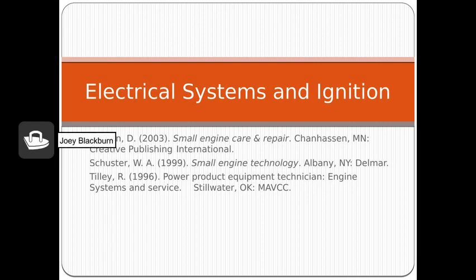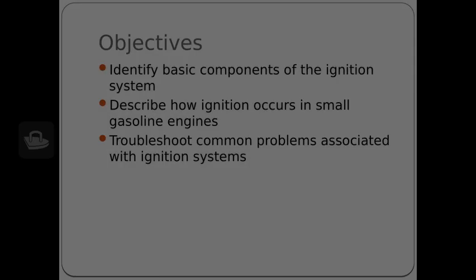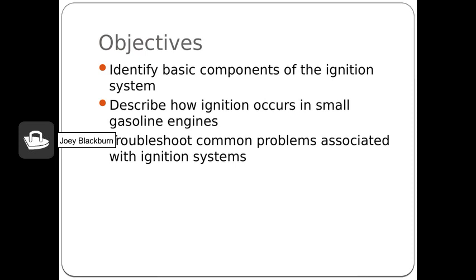In this module, we're going to be discussing electrical systems and ignition theory that is required to operate our small gasoline engines. So our objectives for this lesson are to identify and really review the components and parts of the ignition system in a small gas engine. We're going to describe how ignition occurs, and we're going to talk about common problems associated with ignition systems and how to troubleshoot those problems.